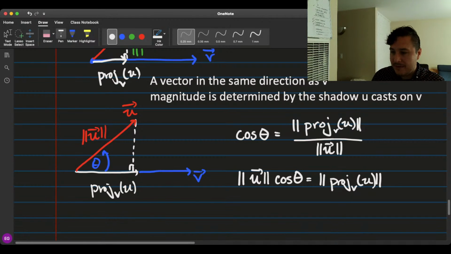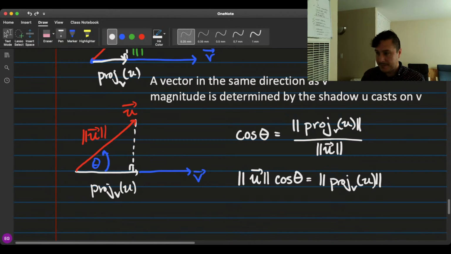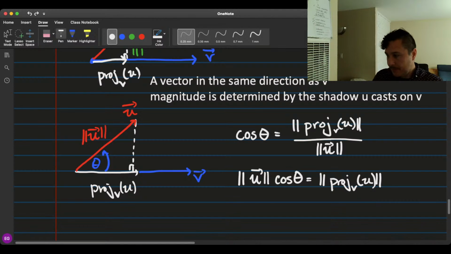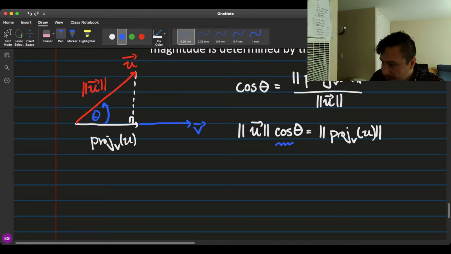So I actually now know what this length is, the projection of u onto v. I know that length now. So I actually have two lengths. I know the length of this one, and I know the length of that one. So it's like, hooray! Okay. And there's another change I can make. I actually have a formula for this.